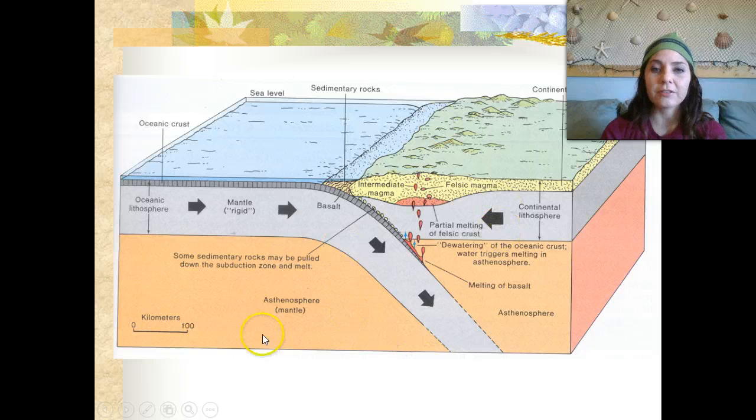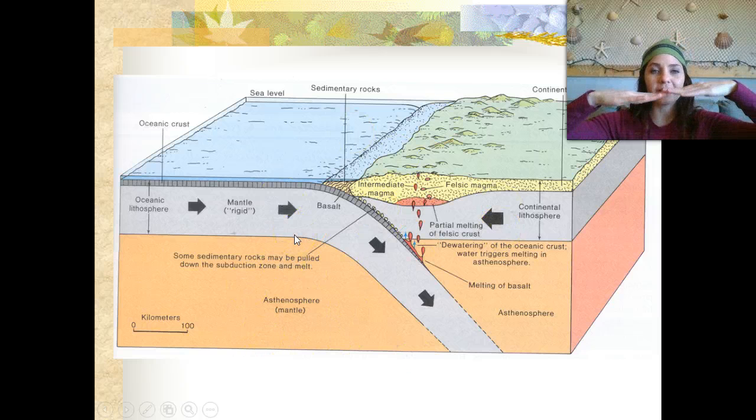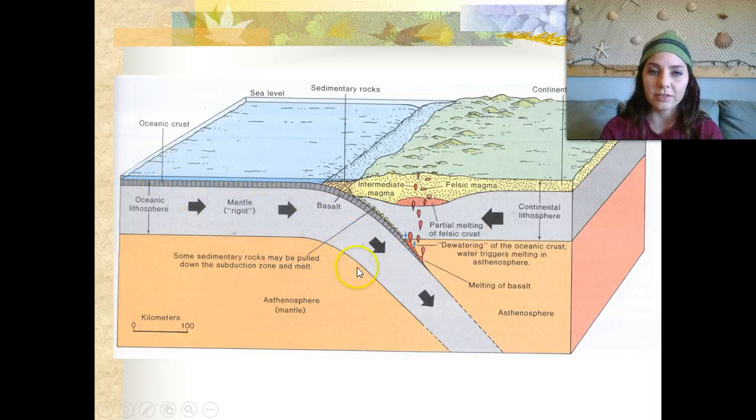So looking here, this is going to be a convergent plate boundary. As I said, one of those gets subducted right here. This oceanic plate is being subducted underneath the continental plate.